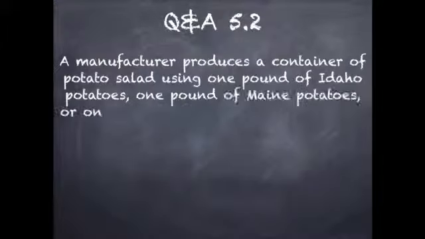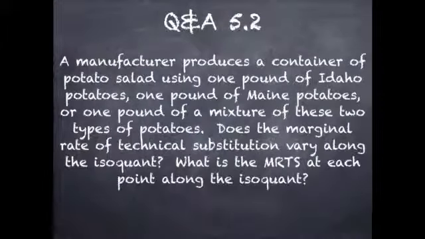Q&A 5.2: A manufacturer produces a container of potato salad using 1 pound of Idaho potatoes, 1 pound of Maine potatoes, or 1 pound of a mixture of these two types of potatoes. Does the marginal rate of technical substitution vary along the isoquant? And what is the marginal rate of technical substitution at each point along the isoquant?